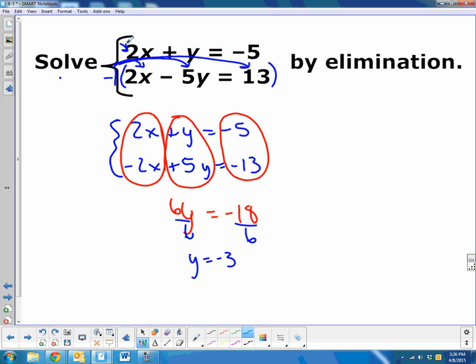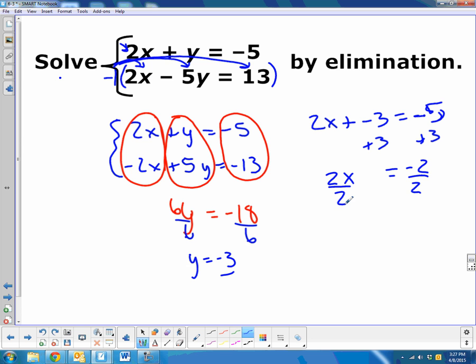So I know what y is. I can say 2x plus, well, y was -3, so 2x plus -3 equals -5. Now I can solve for x. I'm going to add 3 to both sides. -3 plus 3 is nothing, so I get 2x equals -2. Divide both sides by 2 to get x all by itself. I get that x equals -1. So my solution for this system of linear equations is going to be -1, -3.